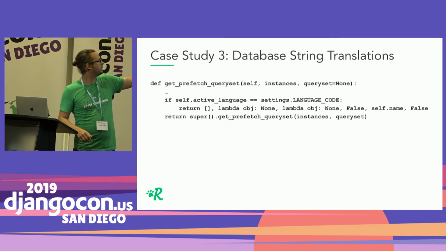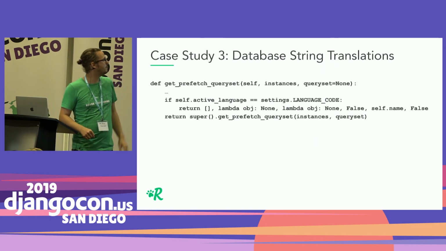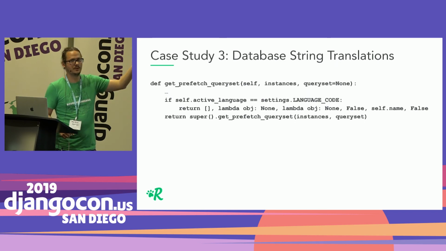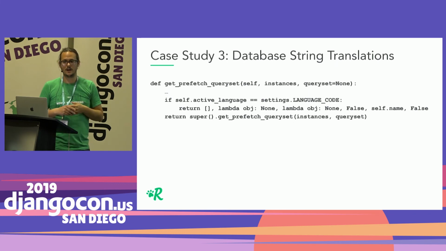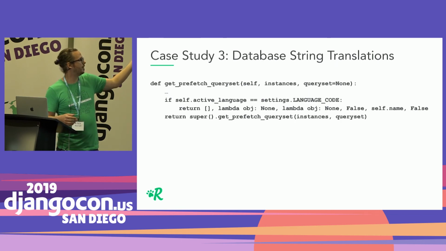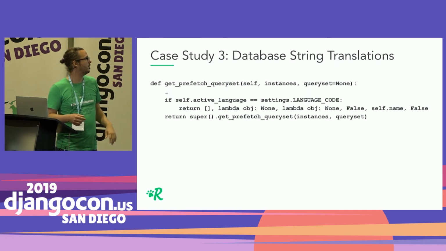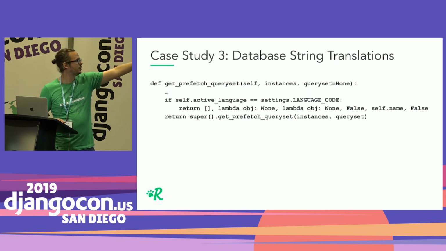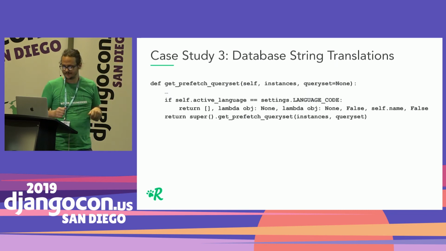So in our relevant get prefetch query set method, we check if the active language is equal to the default language, and that's what we'll assume the values in the table are stored in. If it's equal, we just bail out early and return an empty list. It doesn't matter what we return for our join values, because there's nothing to join.